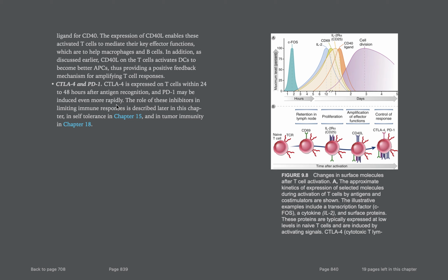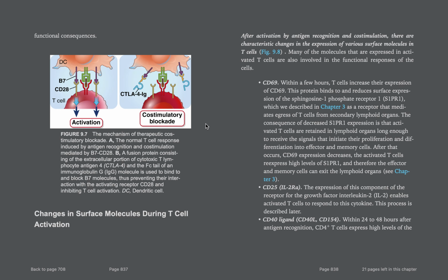Then we have CTLA-4 and PD-1. CTLA-4 is expressed on T cells within 24 to 48 hours after antigen recognition, and PD-1 may be induced even more rapidly. The role of these inhibitors in limiting immune responses is described later in the chapter, in self-tolerance in chapter 15, and in tumor immunity in chapter 18.